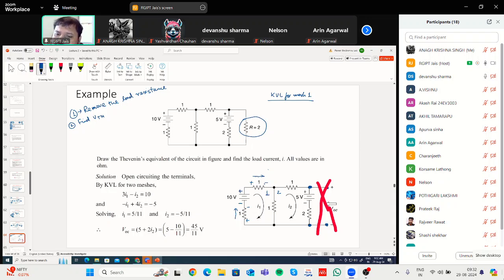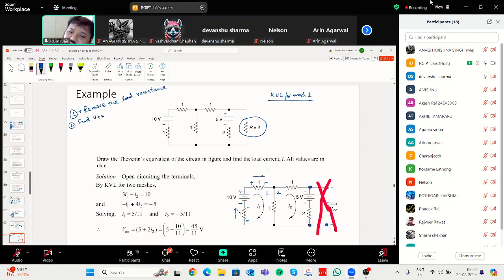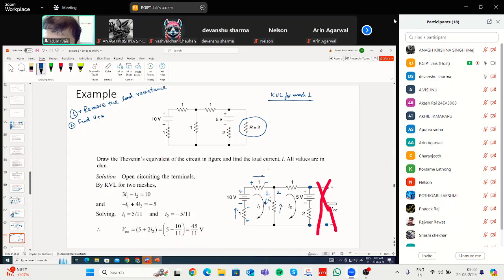Now what about this 1 ohm resistance? Here this resistance is common to both mesh 1 and mesh 2. So according to your assumption, there will be two currents flowing here. One, I1, will be flowing from top to bottom, and current I2 will be flowing from bottom to top.